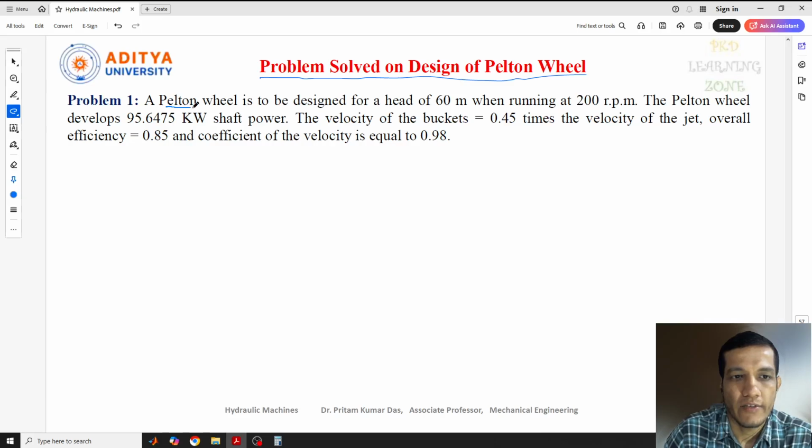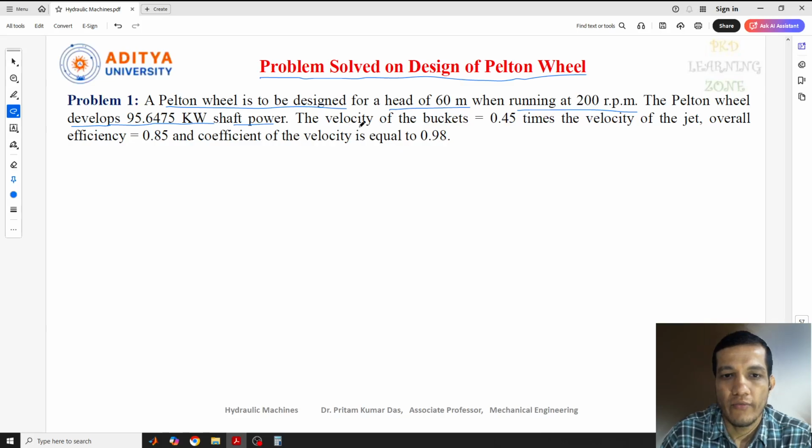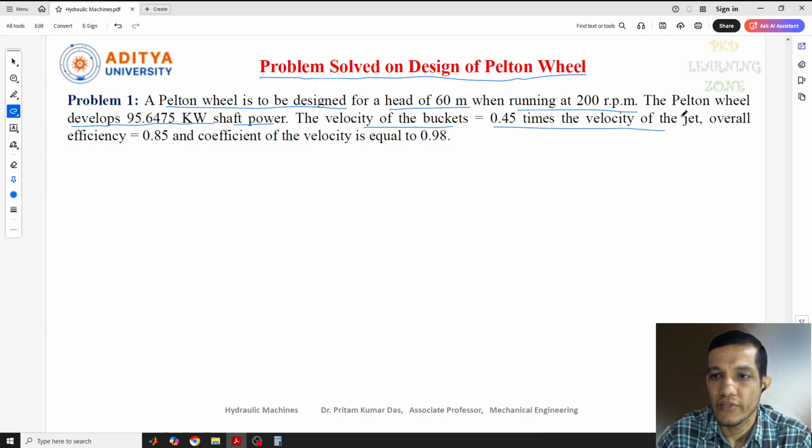In the first line itself it is given a Pelton wheel is to be designed for a head of 60 meter, and when it is running at 200 rpm, the Pelton wheel develops 95.6475 kilowatt of shaft power. The velocity of bucket is equal to 0.45 times the velocity of the jet. Overall efficiency is given 0.85 and coefficient of velocity is equal to 0.98.